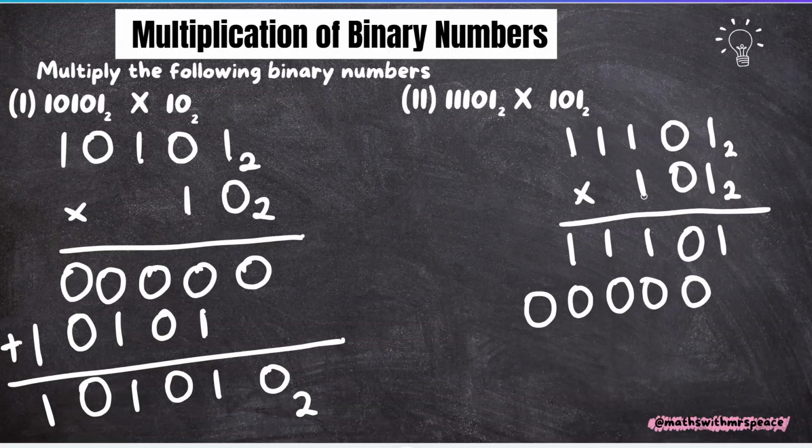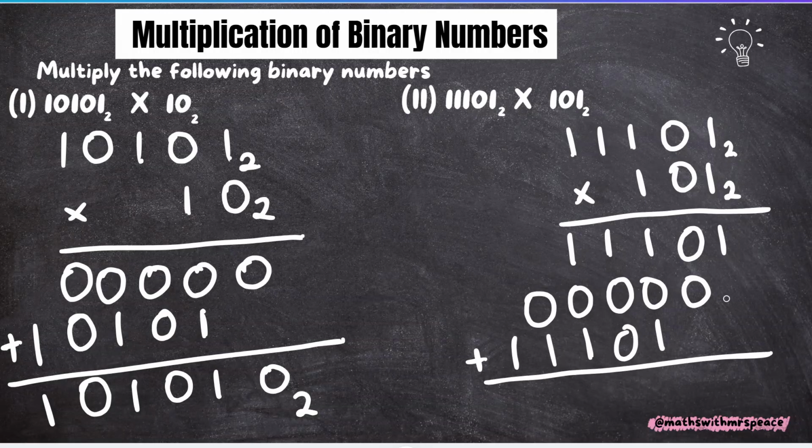Now we're going to multiply again by 1. And we're going to be writing the result underneath 1 here. So 1 times 1 will give us 1. 1 times 0 will give us 0. 1 times 1 will give us 1. 1 times 1 will give us 1. And then 1 times 1 will give us 1. And now that we're finished with the multiplication, we are going to add.